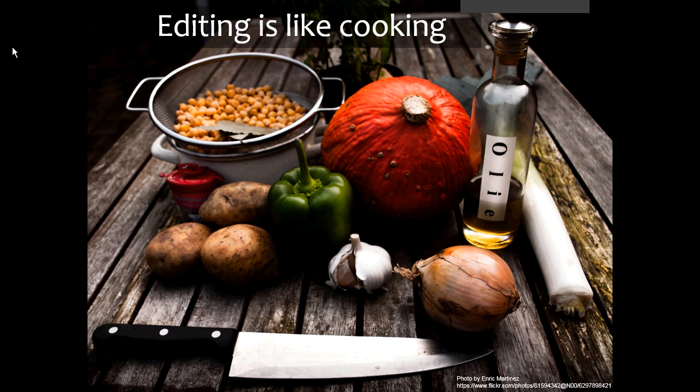So how are editing and cooking similar? What you're doing in both editing and cooking is taking a whole bunch of raw ingredients, selecting the parts that you want to use from those raw ingredients, and then combining them and treating them in different ways to create a new final product that has a different feel. For example, what you see in this photo are the ingredients to what could be a chickpea stew or chickpea soup. Now, if you just started biting into the chickpeas or the raw pumpkin or the raw green pepper, that's going to be one experience.